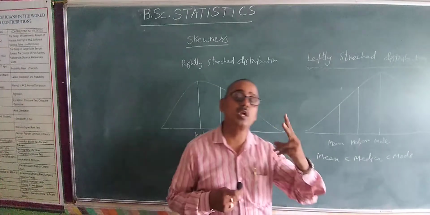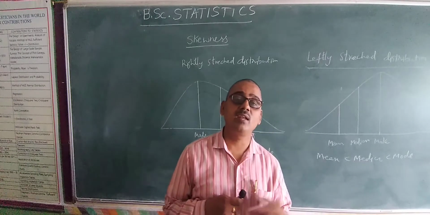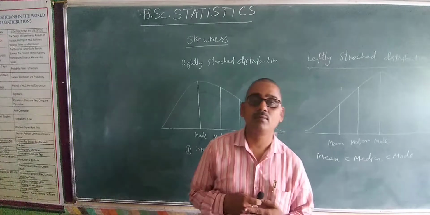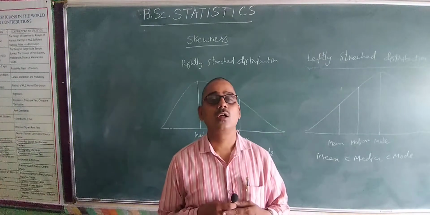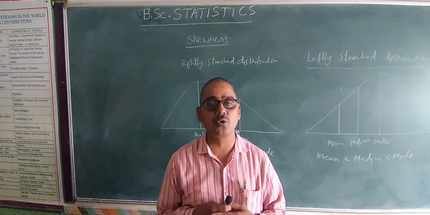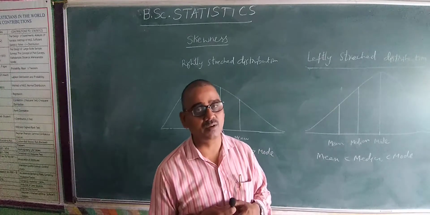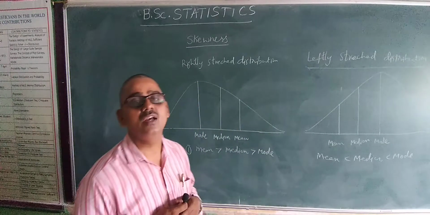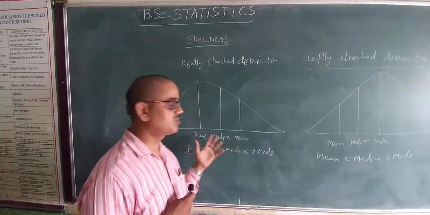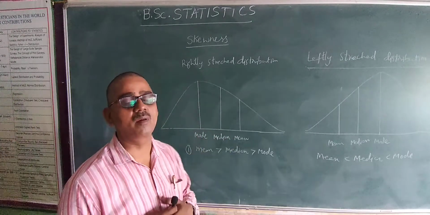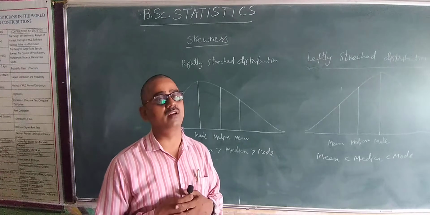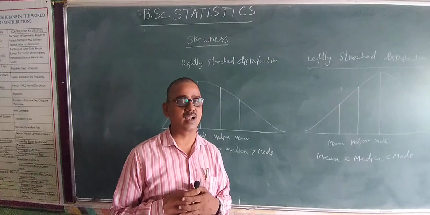So the first two definitions of skewness are: mean, median and mode fall at different points and are not equal, and quartiles are not equidistant from the median, that is, Q3 minus Q2 is not equal to Q2 minus Q1. That is the second definition. This is the third definition of skewness, based on the first point, mean, median and mode: we can draw these two kinds of stretched distributions or curves and explain skewness. Hope you understand. Thank you.